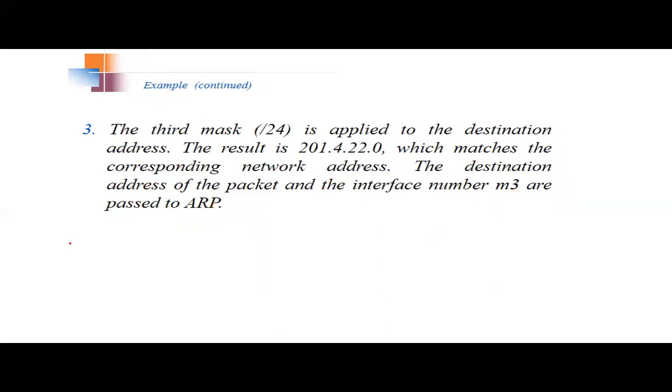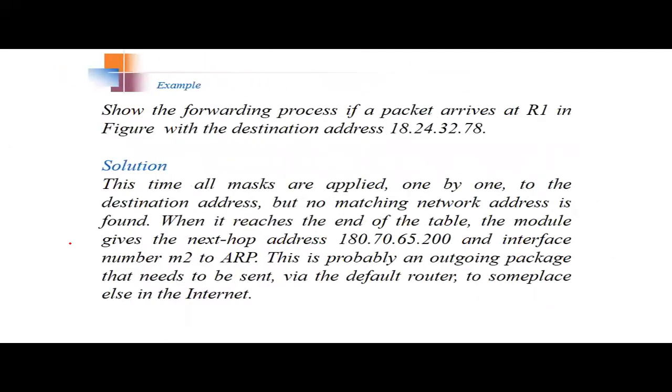And similarly, we have another third example where we have the forwarding process if the packet arrives at the given destination address. Now, if you notice, the given destination address won't match any of the masks. So by the time all the masks are applied one by one to the destination address, no matching network address is found. So it will check the last row of our table. When it reaches the end of the table, the module gives the next hop address.